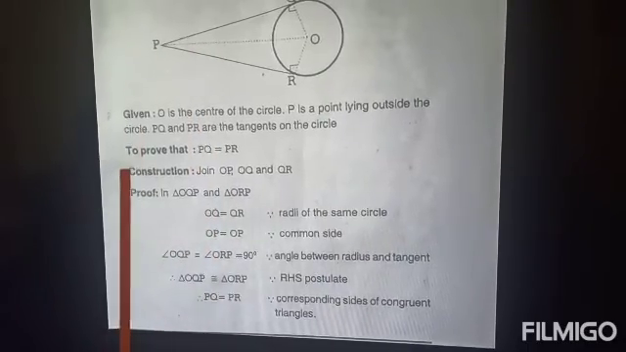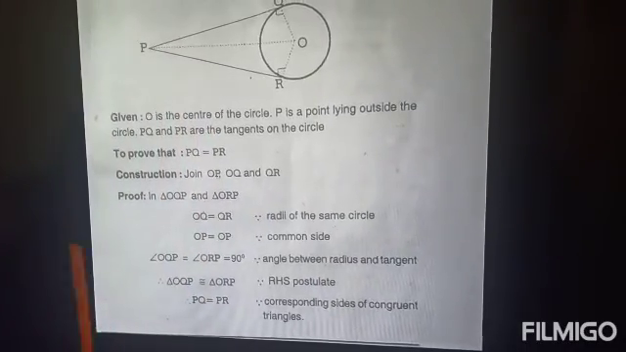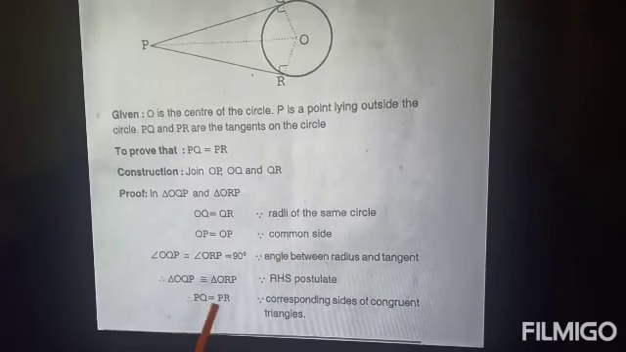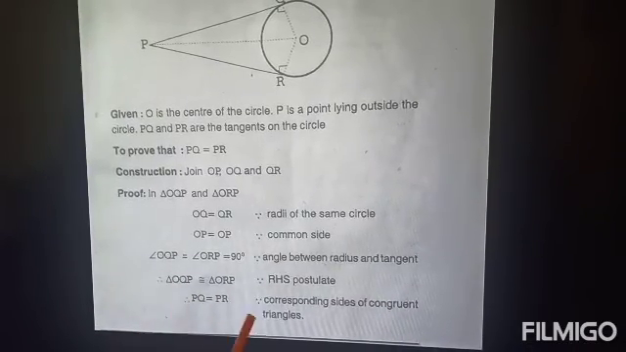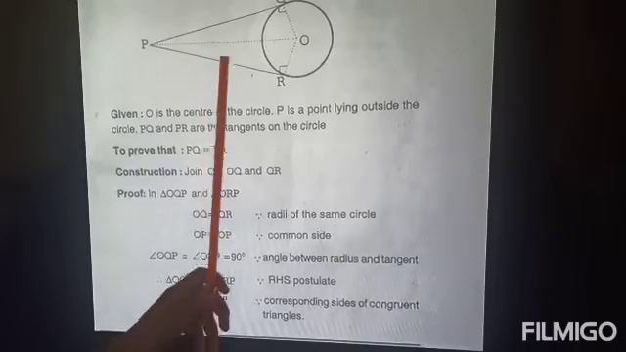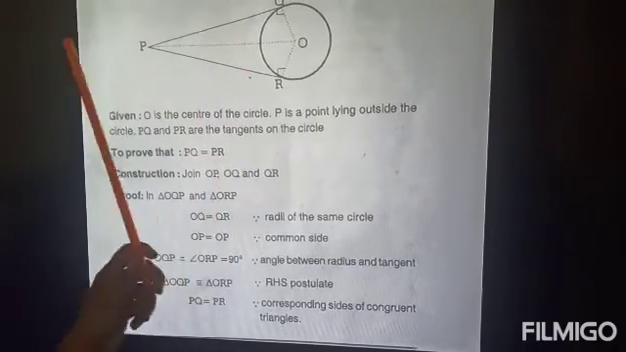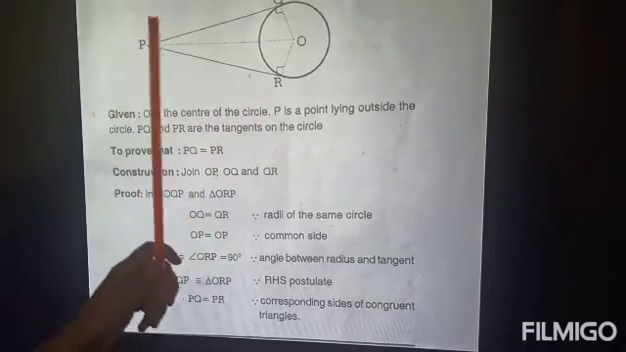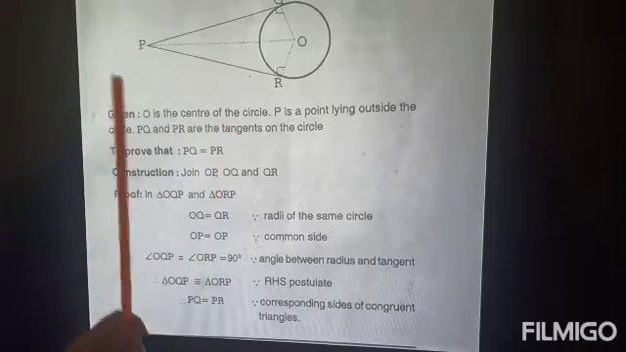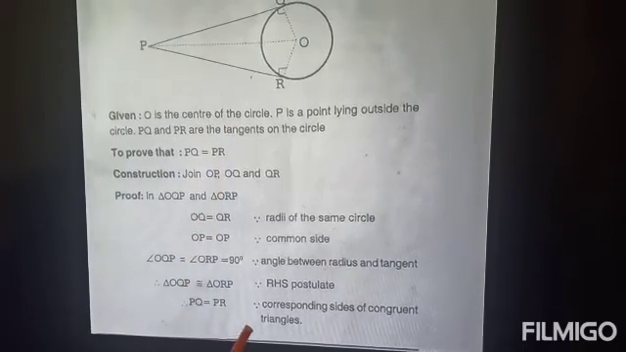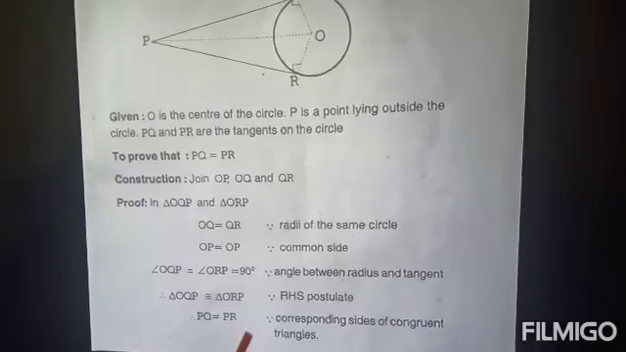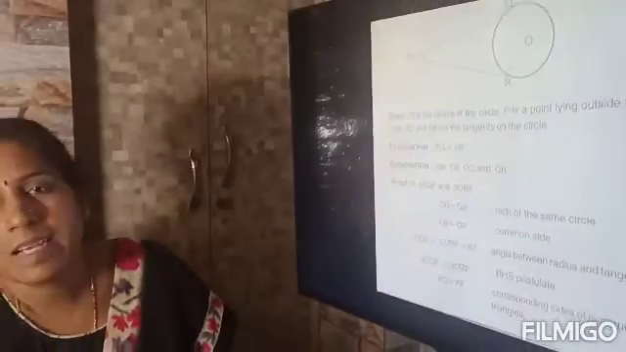After proving these two are congruent, obviously we can write PQ is equal to PR because of CPCT, since PQ and PR are the corresponding parts of the congruent triangles. Hence proved. It's very easy but very important.